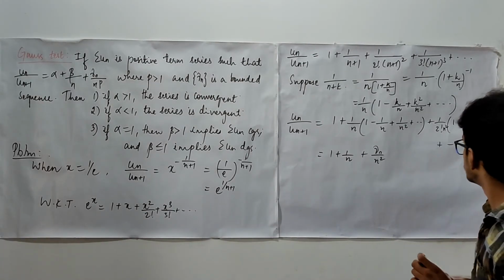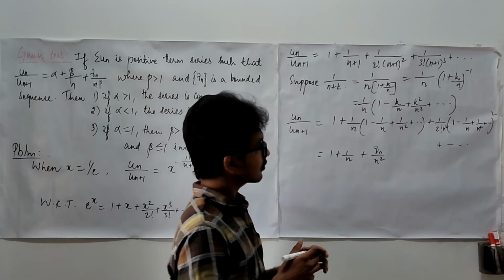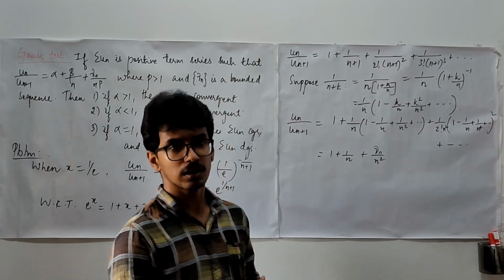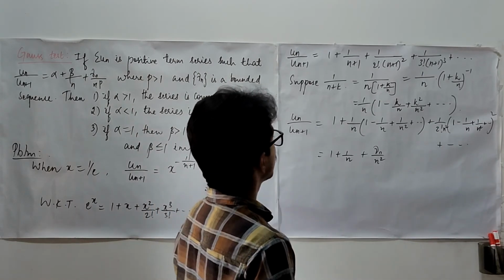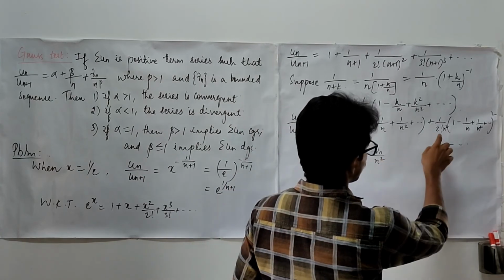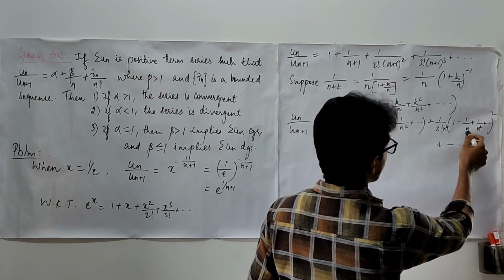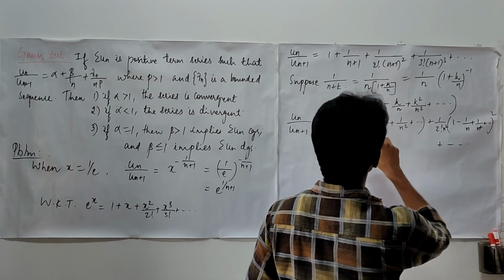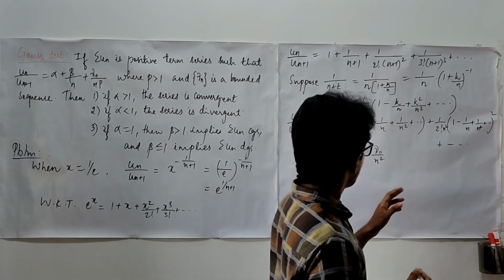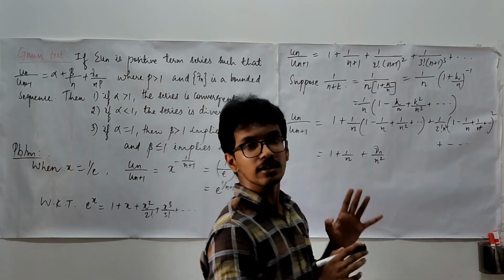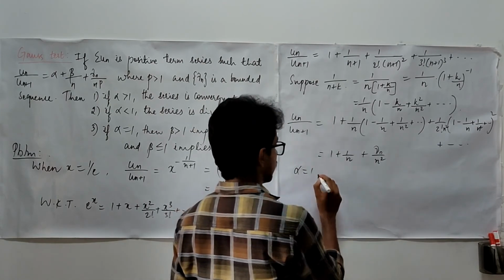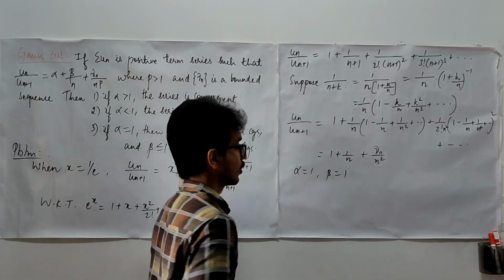Can we see it is bounded? How are we going to do it? In all those terms, you have these things, right? When you make n approach infinity, these things tend to 0. And it is evident that it is bounded. And hence, what is the alpha value here? Alpha is 1 here, beta is also 1.